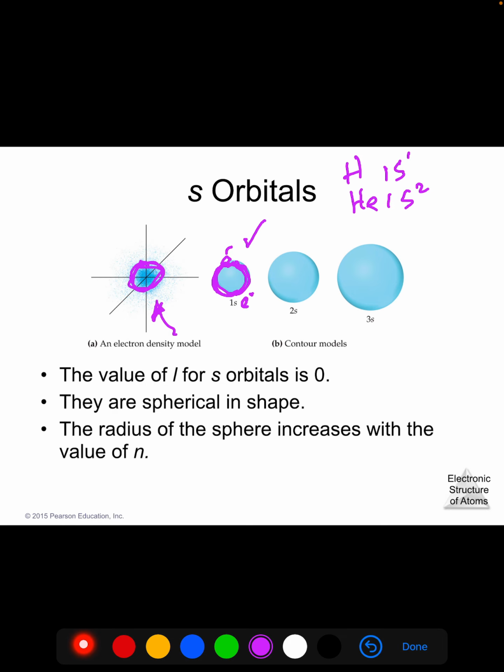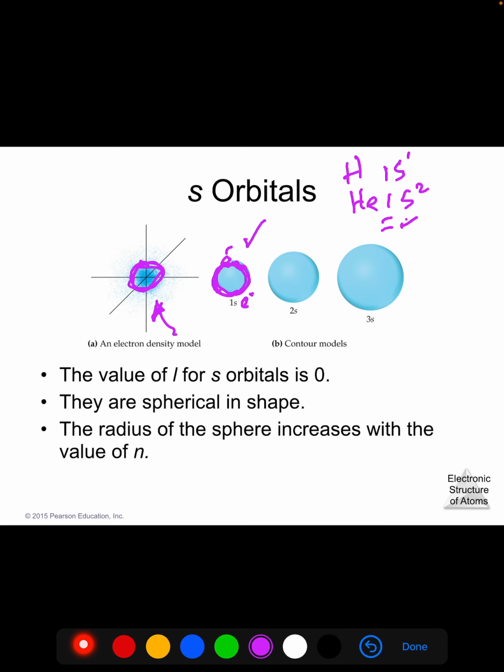In the first energy level, that's our N, and then our S spherical shaped type orbital, that's our L, and we don't have to worry about the M, because it can only hold 2. So I do hydrogen, helium. What happens when I get to lithium with 3?